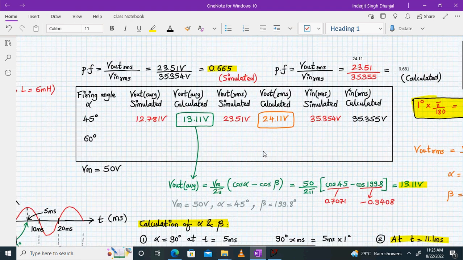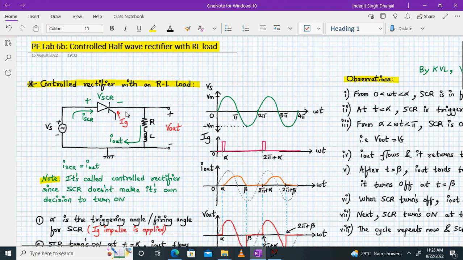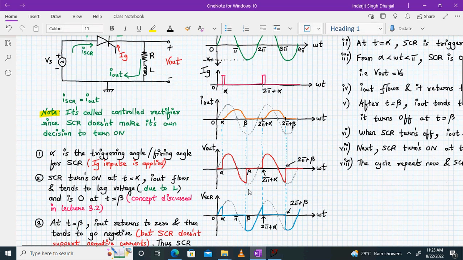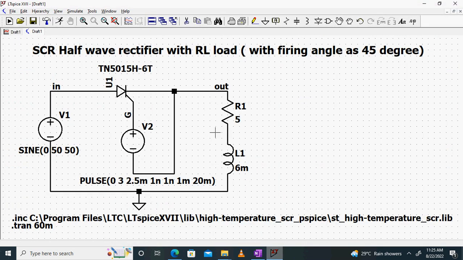Now let me show you one more thing. There might be a question in your post lab: what is the effect of a freewheeling diode on the circuit, right? So if I add a freewheeling diode in parallel with the load, what will happen? Do you see this negative V out value? If you don't want your V out value to go negative, we have to apply a freewheeling action, right? So let me show that to you.